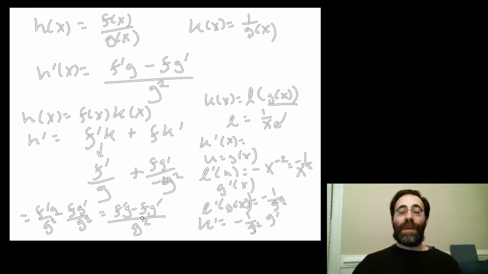So you see, you can get the quotient rule directly from the product rule with an application of the chain rule. So the quotient rule is not anything different. It's not some odd, fancy thing that just appeared from nowhere. It's just the product rule applied to a function that's a composite of a function and 1 over x. That's it.